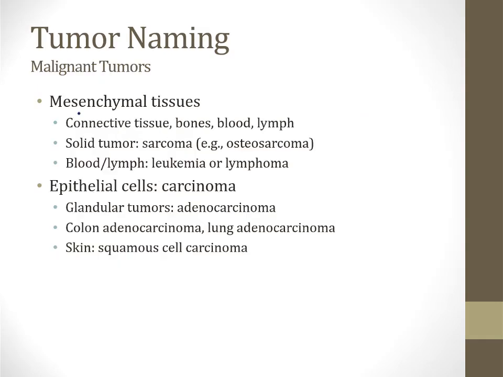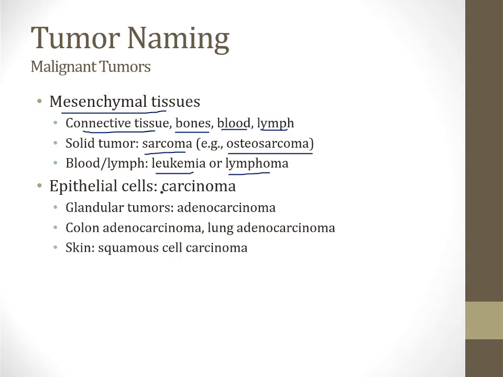Malignant tumors are named a little bit differently. If the tumor derives from mesenchyme, that means if it derives from connective tissue, bones, blood, or lymph, it's named with a certain system. Solid tumors which derive from these locations are called sarcomas. So for example, an osteosarcoma is a malignant mesenchyme tissue that derives from bone. That's why it has the word osteo in it. On the other hand, if the mesenchyme tissue is blood or lymph, it's called a leukemia or a lymphoma.